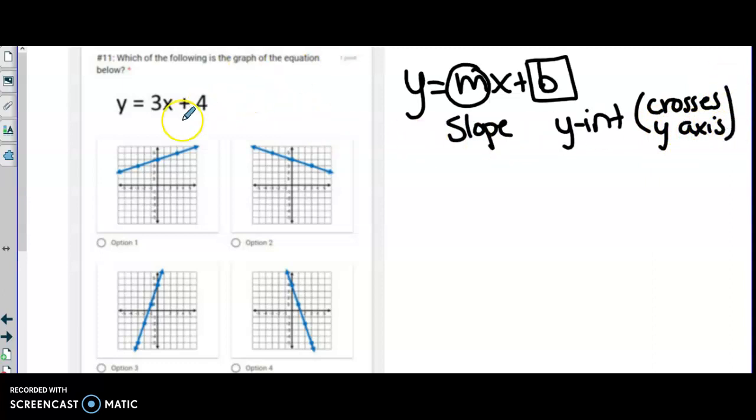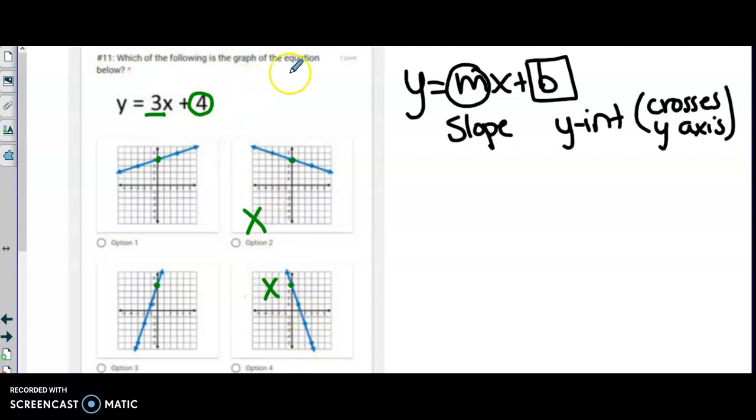So if we look at this problem, our slope is a positive 3. Because it's positive, I know it has to be going uphill. And I also know, without even doing any math, that my y-intercept is 4, which means it has to cross the y-axis at 4. So if I look at each of these graphs, this one crosses at 4, this one crosses at 4, this one crosses at 4, and this one crosses at 4. So they all have a y-intercept of 4. That doesn't really help us. Now we need to look at the slope. Since the slope is positive 3, I know it's going uphill. It can't be this one because that's going downhill, and it can't be this one because it's going downhill.